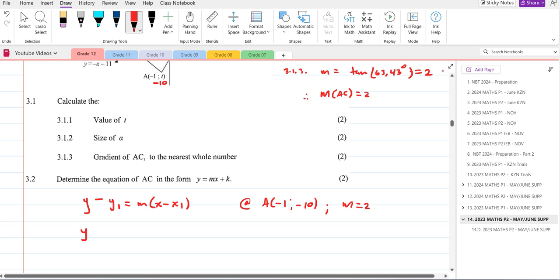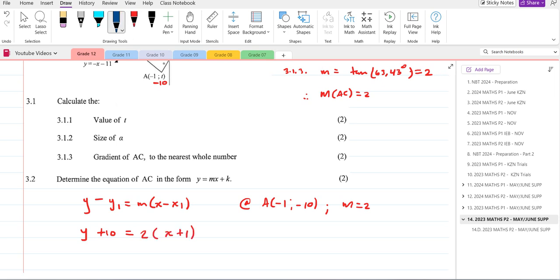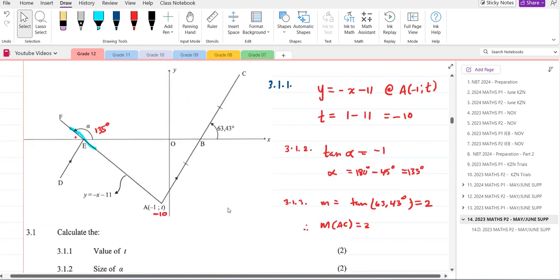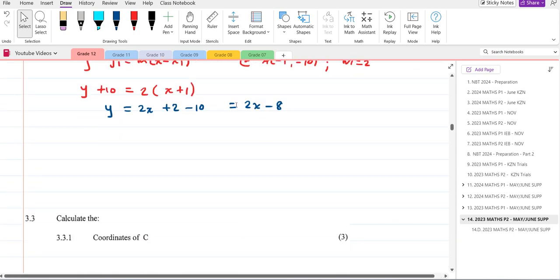y minus y1 will be y plus 10 equals m, which is 2, into x plus 1, because minus -1. Remember, this is your x value, this is your y value, and that's your m. Right, so we're going to open this up. We'll get 2x plus 2, open the brackets up, and take the 10 over, minus 10. Right, so we've got 2x minus 8. y equals 2x minus 8. I hope you guys are understanding. So we've got 2x minus 8, right?